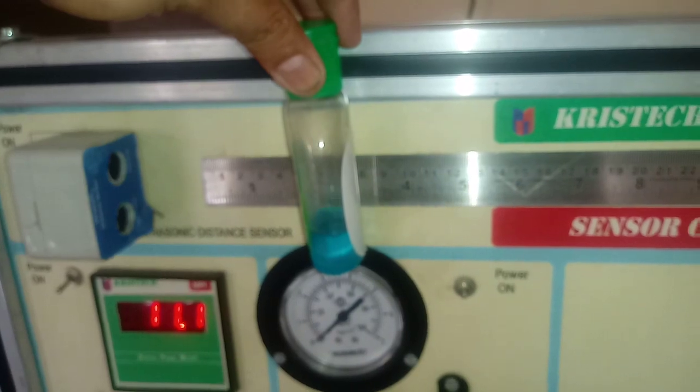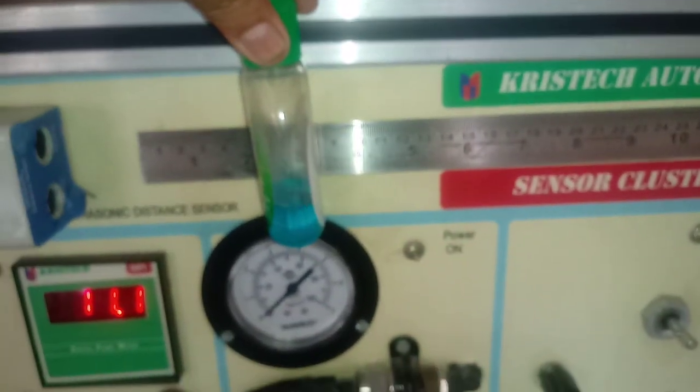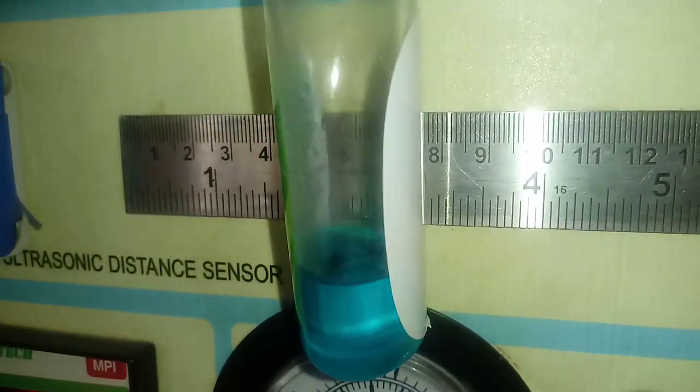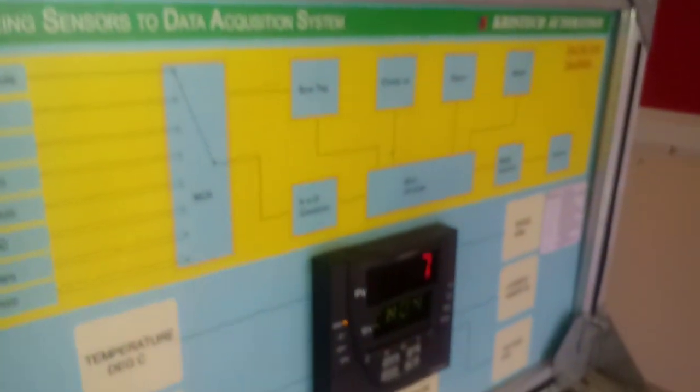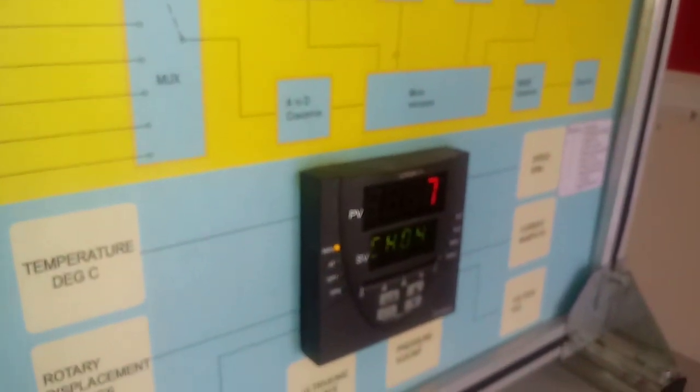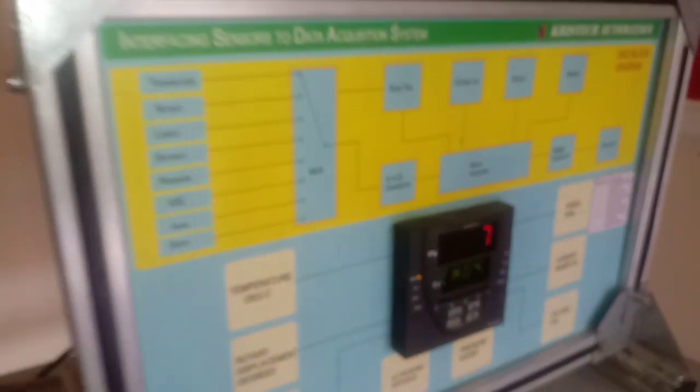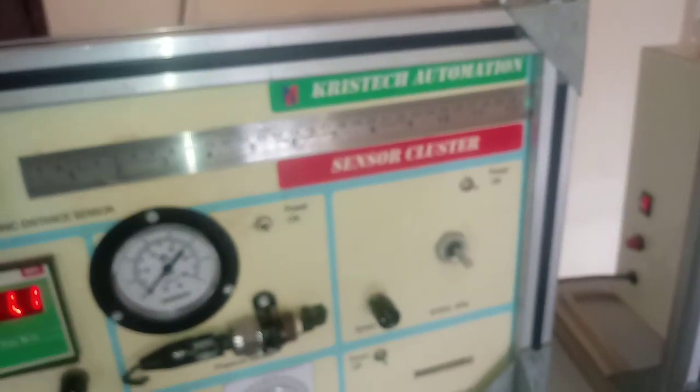Okay, after holding the object, it is approximately around 8 centimeter. You can see on the upper scale the object is at 8 centimeter. So over here we also have 7 centimeter. Okay, so you can see this is the way your whole data acquisition system works. Now we'll go for the next channel. The next channel is your speed in RPM.